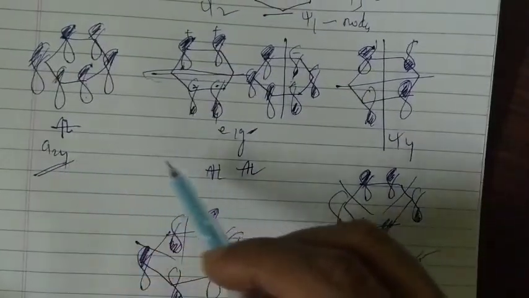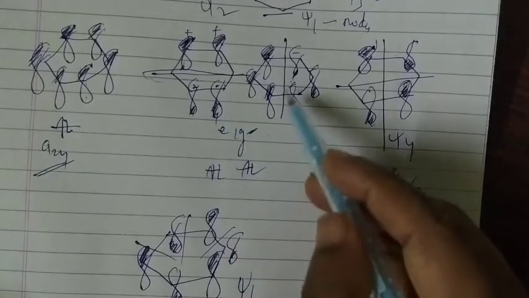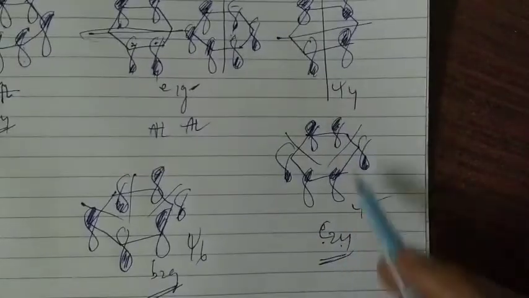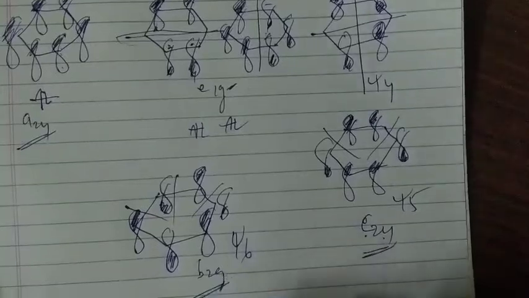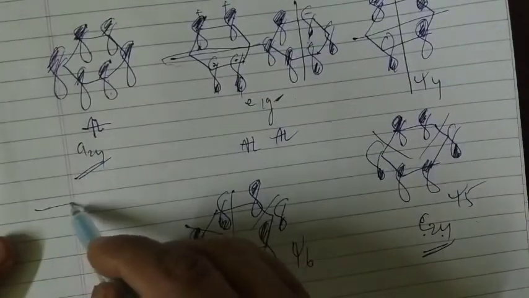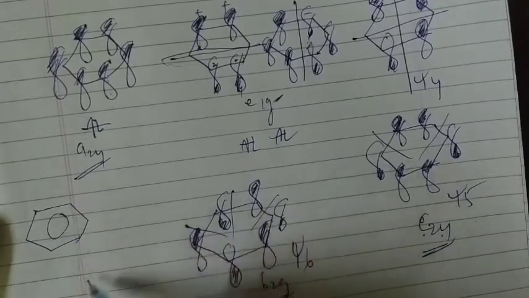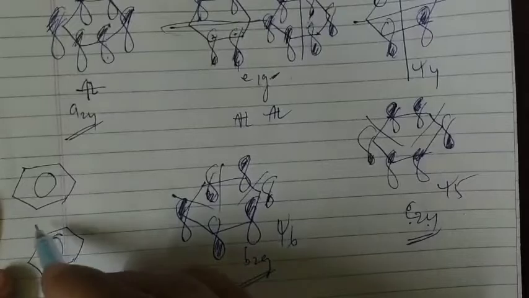So how many will be generated here? So 2 E1G, 2 are there. Here again E2U 2, and here A1G, and here also B2G, because in the arene complex we are adding again here what? To form the metallocene we are adding two compounds. This is one arene and this is one arene, and in between we are putting the metal now.